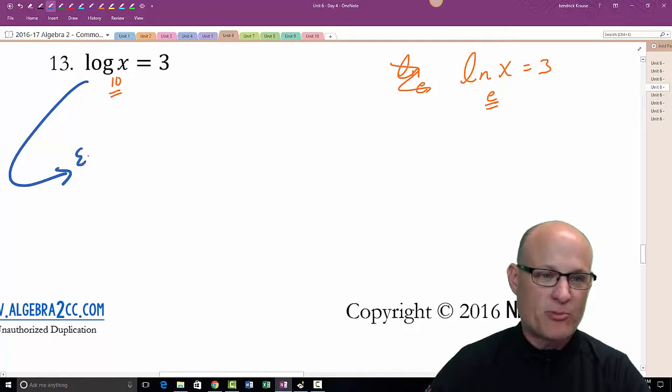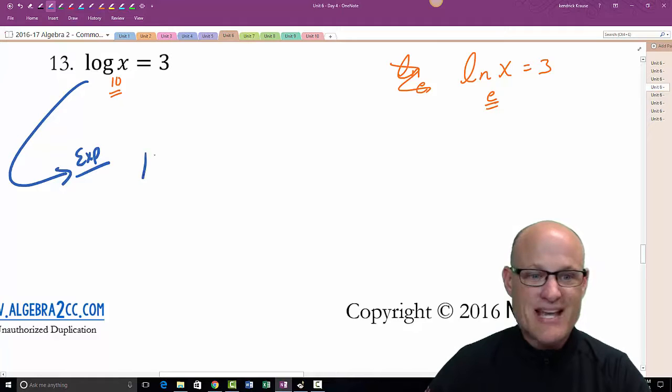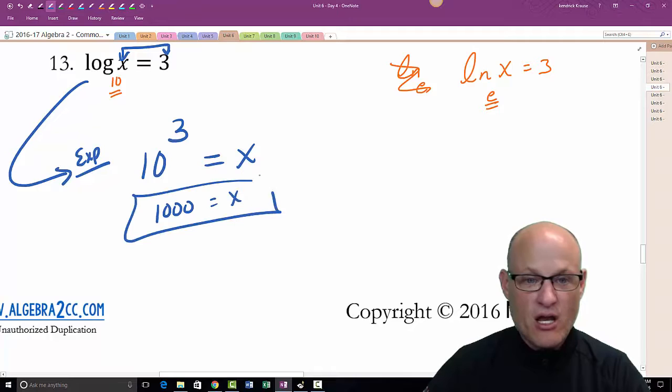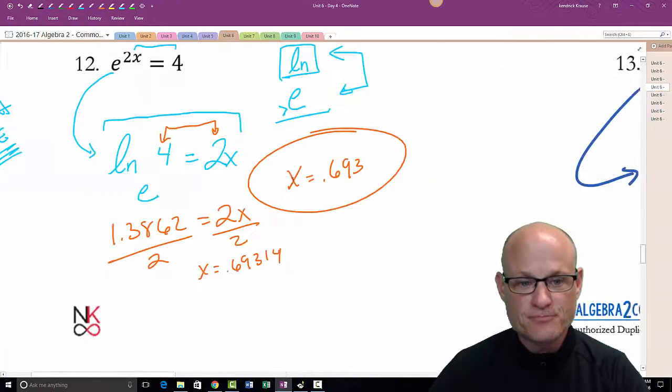We're going to change it into an exponential. So 10 cubed is equal to x, right? The base, we write the base down, and then these things switch. Well, 10 cubed is 1,000. 1,000 is equal to x, and we are buddied.